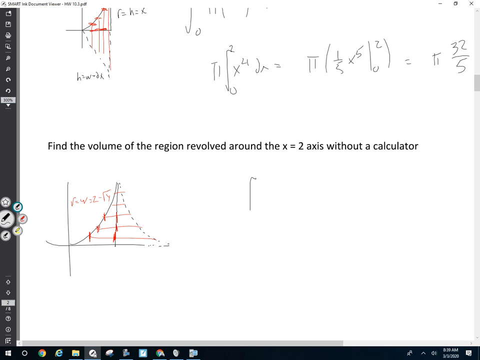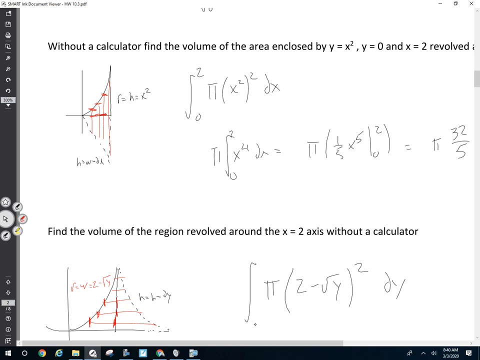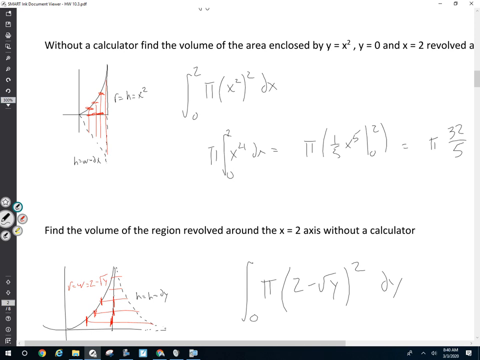So I got an infinite sum of pi. My radius is 2 minus root y, squared. The height of my cylinders is a small change in y. It's the height of my objects, the height of my rectangles. So the height equals a small change in y. That's dy. I'm going to sum them up from the bottom to the top. The bottom value is y equals 0. The top value, if x is 2, this y coordinate would be 4.